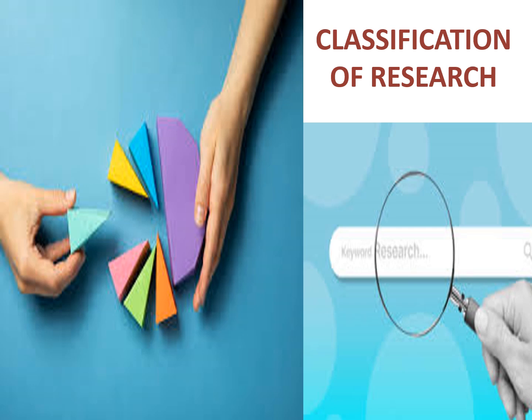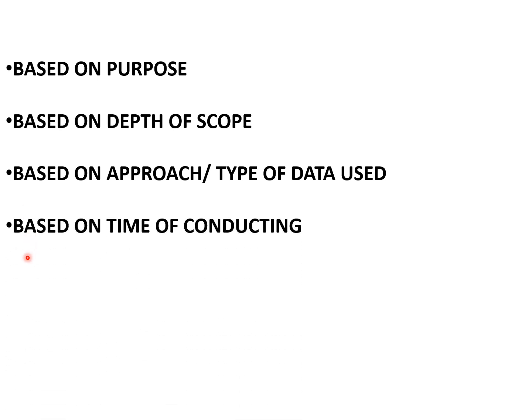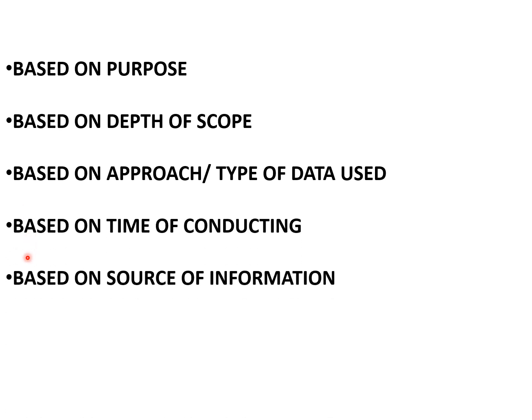Hi, today we are going to see the classification of research or the different types of research. The classification of research is done on various bases. First one based on purpose, based on depth of scope, based on approach or type of data used, based on time of conduction, based on source of information.